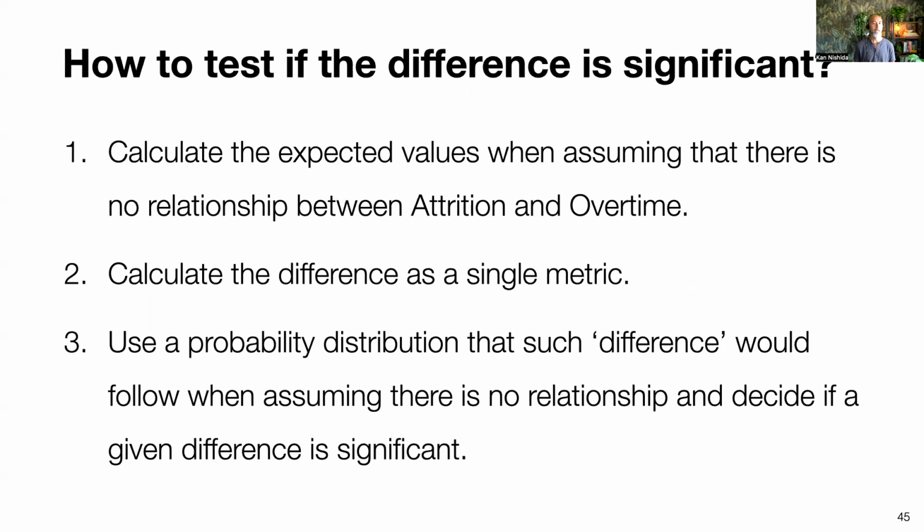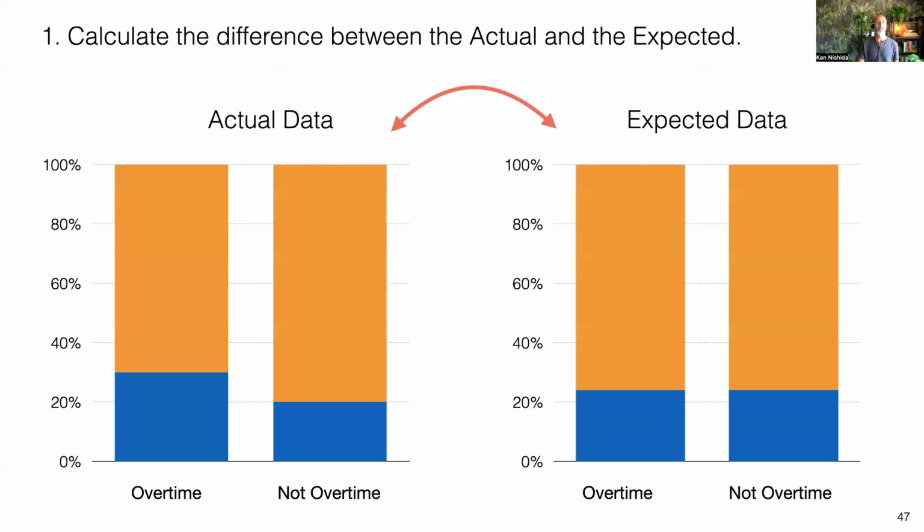I'm going to go into more detail. Second, calculate the difference as a single metric. There's a left-hand side chart and a right-hand side chart, and there's a difference there, so we actually want to compute that difference. And then third, this is where the probability distribution comes in, because we know there's a difference, but we need to know whether that difference is far enough or big enough. For that kind of question, we can use a probability distribution. In this case, something called the chi-square distribution. So let's look at the first one here.